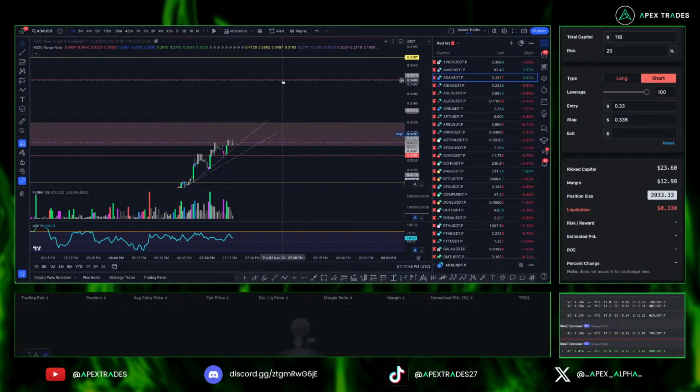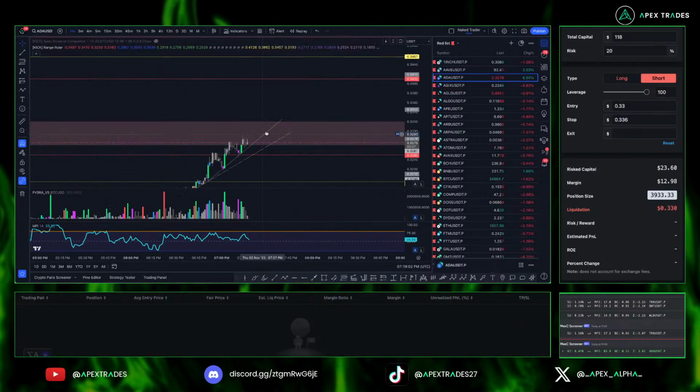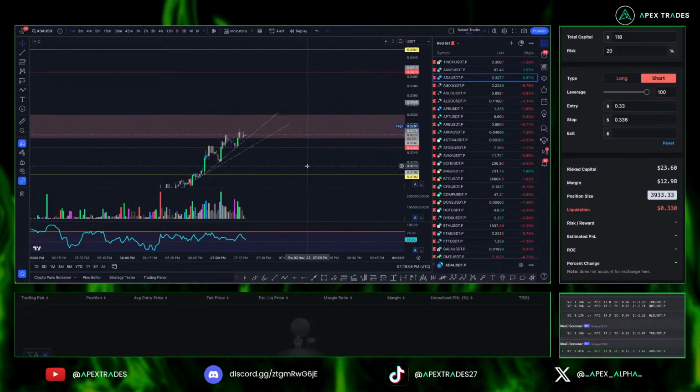We've got R4 here, daily pivot, and so if it breaks through this supply zone, then this is the next zone that we'll look to target, just because it's so overextended.